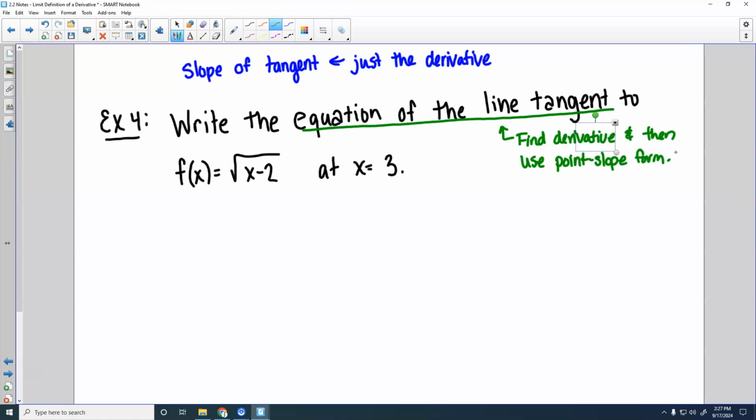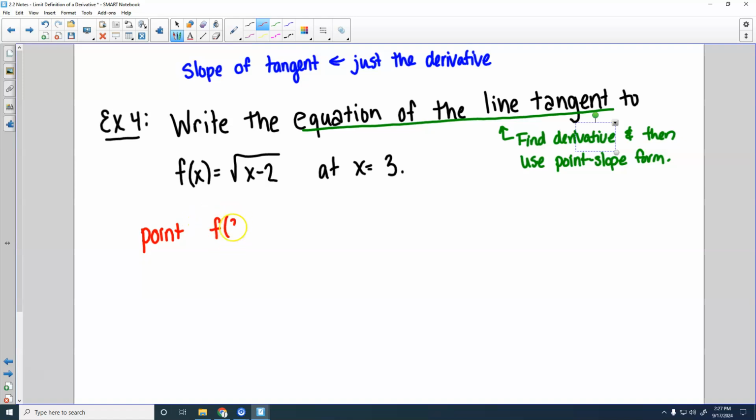Yes, correct. So for point slope form, you need 2 things. You need a point and a slope. The point is the easiest one to find. So if I want to find the point, what do I have to do to find the point on the graph, that point of tangency? F of 3 is exactly what we need to do.